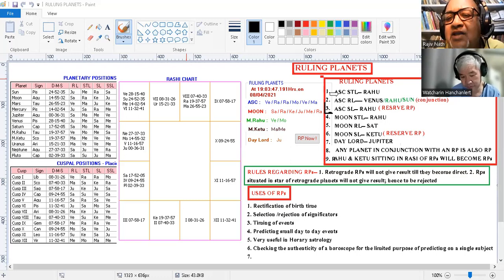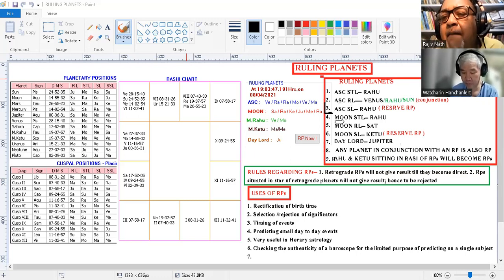Ascendant star lord, then ascendant Rashi lord. And third will be ascendant sub lord. There'll be nine in all, but this third one is a reserve ruling planet. We don't use it as a rule. The strongest is the ascendant star lord. The second strongest is the ascendant Rashi lord.